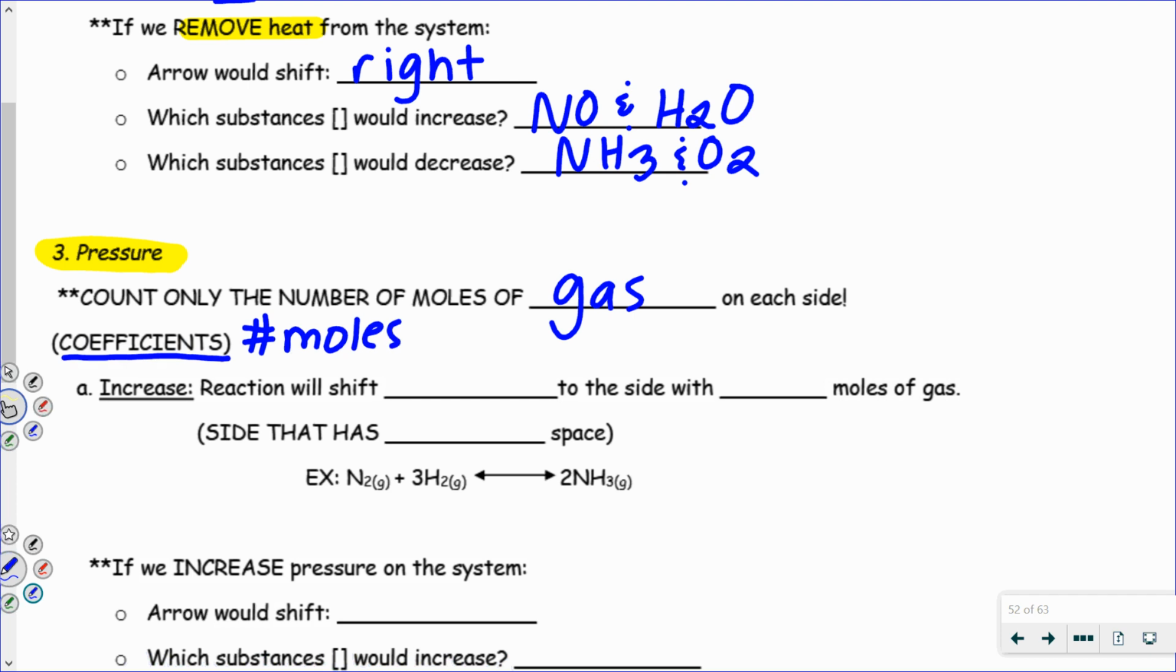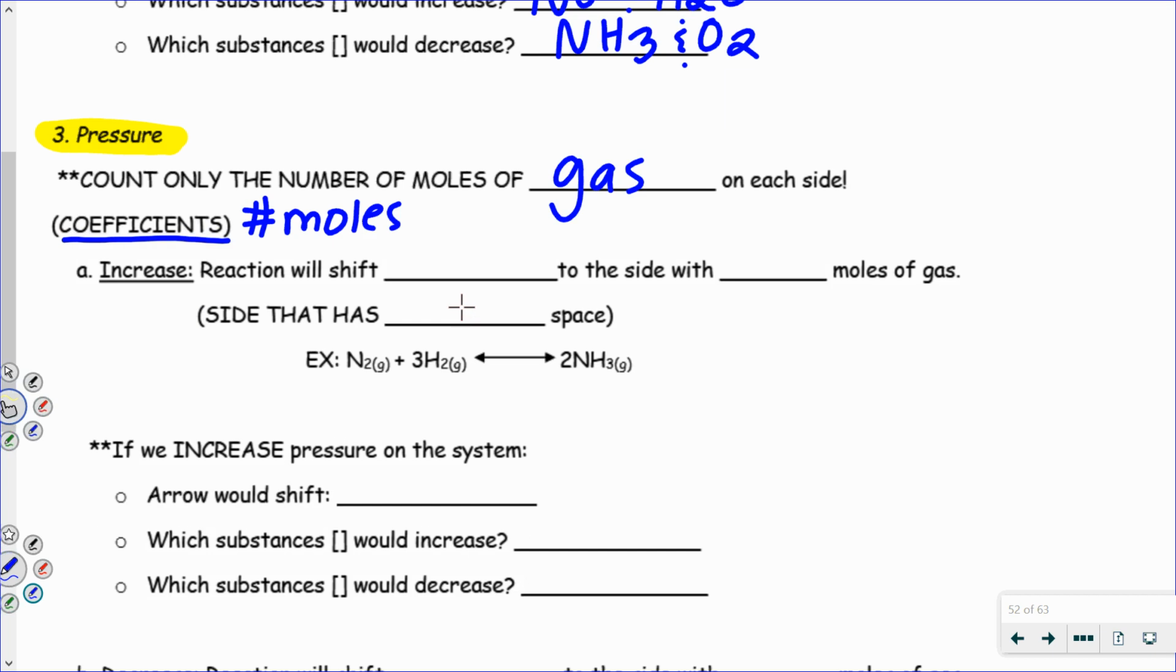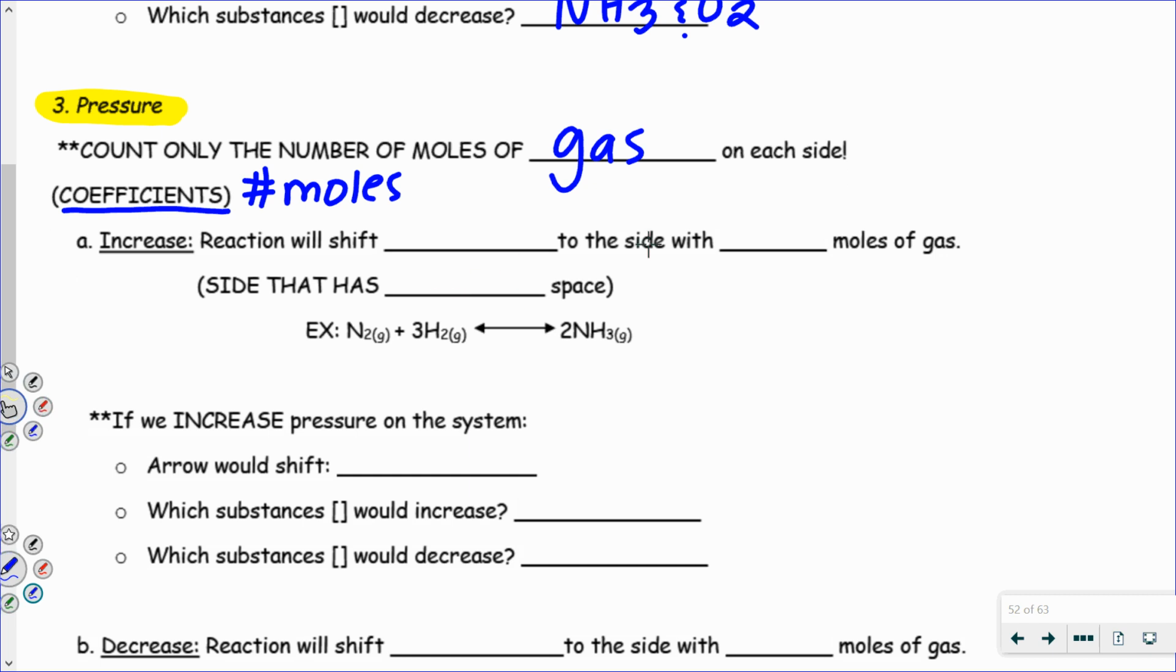So we're going to look at what happens when we increase pressure on a system and when we decrease pressure on a system. We're going to start at the bottom of the page, halfway through page 14, and look at what happens when we increase the pressure. Think about squeezing something when you're increasing the pressure. So when you increase the pressure on a system, the reaction will shift to the side with fewer moles of gas, or the lower number of moles of gas.